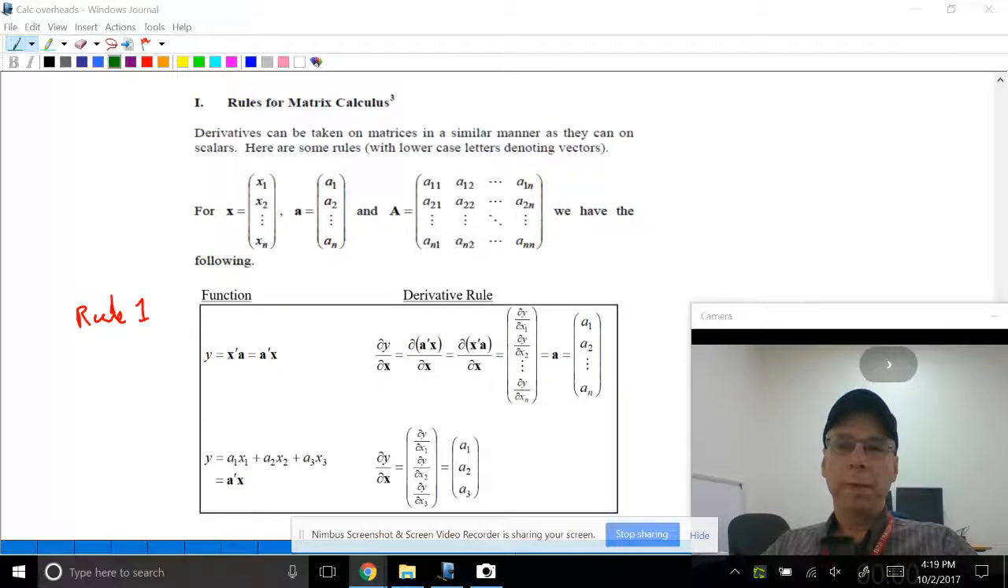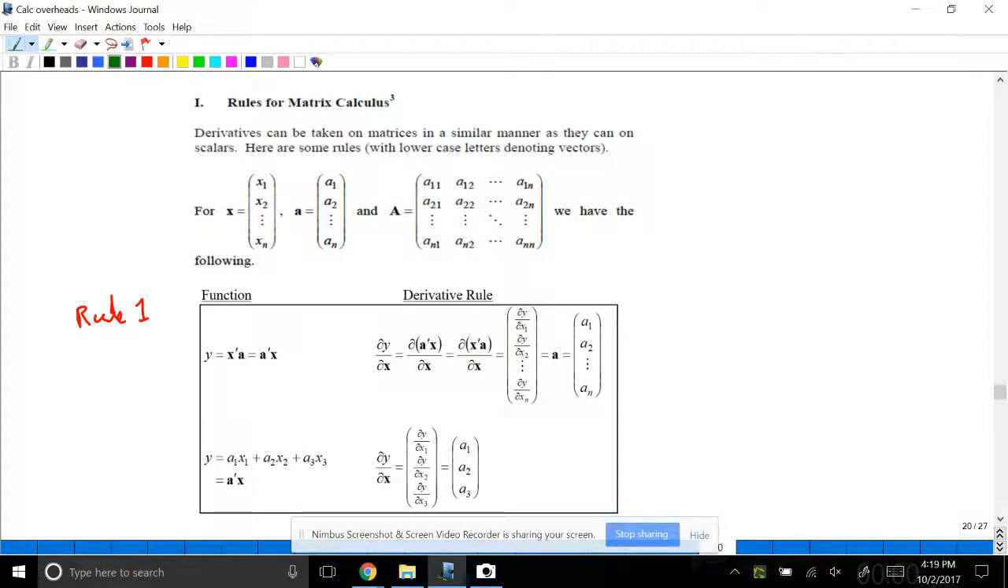For rule number one, we have a sum product: a row of x's times a column of a's coefficients. For example, we might have something like that. What we're going to do here is take the gradient of y. So we take y with respect to x1, x2, and x3, and it's a1, a2, and a3.